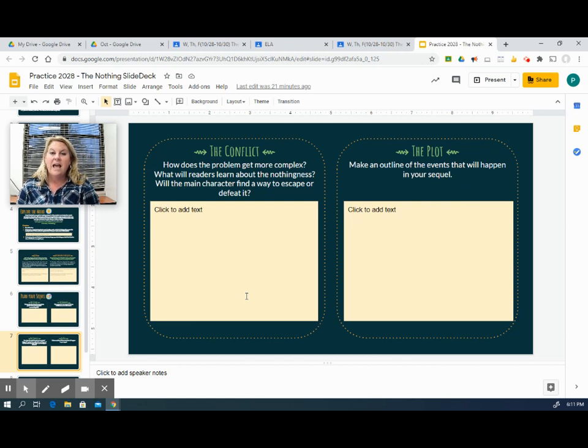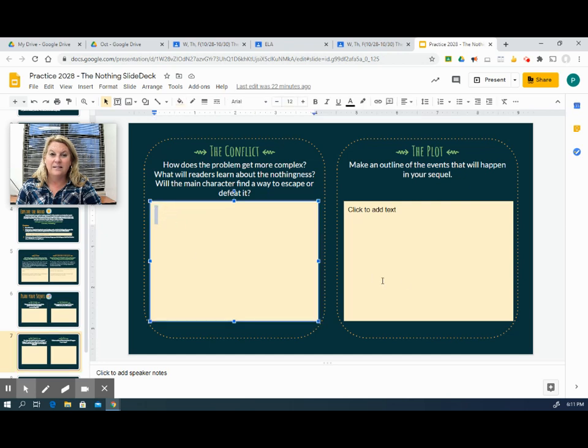The conflict. How does the problem get more complex? What will readers learn about the nothingness? And will the main character find a way to escape or defeat it? So you will plan that, and you will type that in this box. Make an outline of the events that will happen in your sequel.